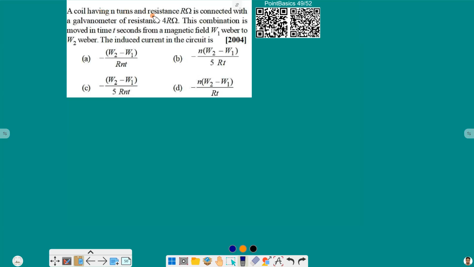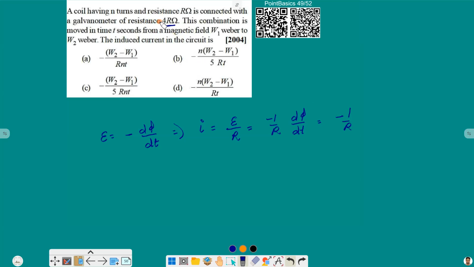A coil having n turns of resistance R ohm is connected with a galvanometer of resistance 4R ohm. The combination is moved in T seconds from a magnetic field W1 to W2. Induced current we have to find out. So we know induced EMF is minus d phi by dt. So induced current will be induced EMF by resistance, so it will be minus 1 by R d phi by dt. So minus 1 by R, and we have to find d phi.